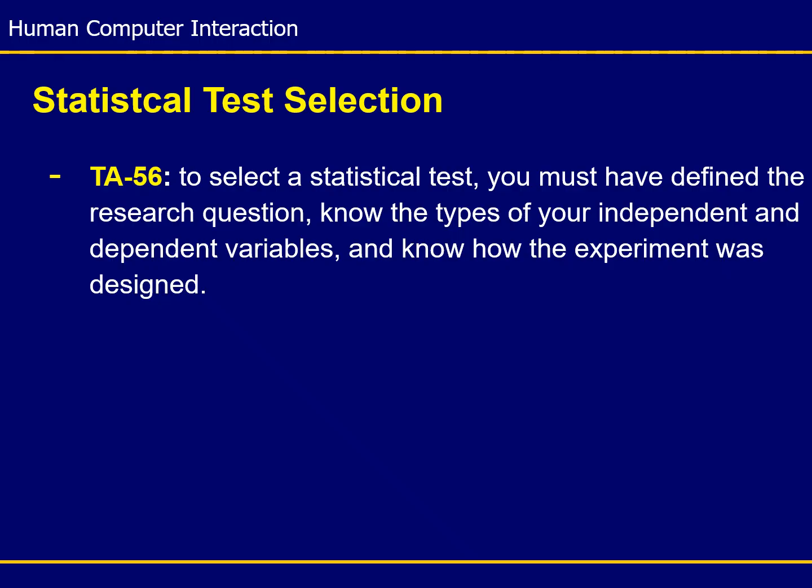So the takeaway is that to select a statistical test, you must have defined the research question, you know the types of your independent and dependent variables, and you know how the experiment was designed, and obviously this is all common sense.